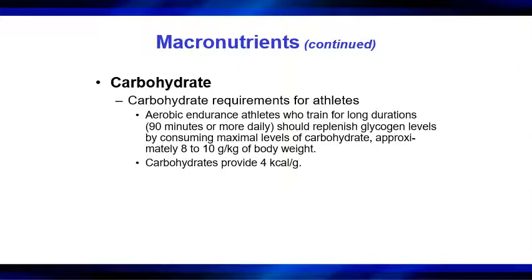So, carbohydrate requirements for athletes. Aerobic endurance athletes who train for long durations should replenish glycogen levels by consuming at least 8 to 10 grams per kilogram of body weight. And it should be noted that carbohydrates provide around 4 calories per gram. So when you're trying to figure out your carbohydrates based on your calories, that's what you would be looking at as far as the energy or the calories that they would provide.